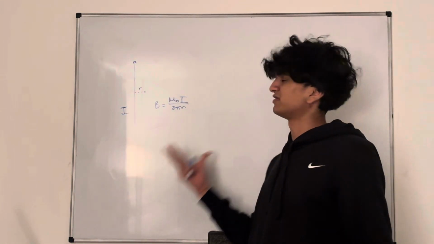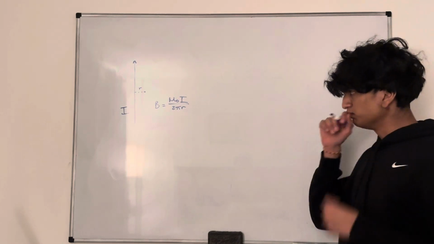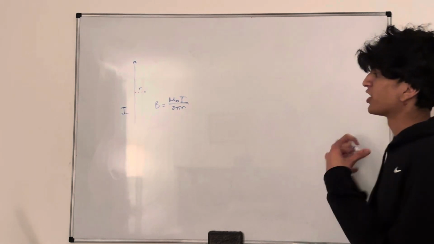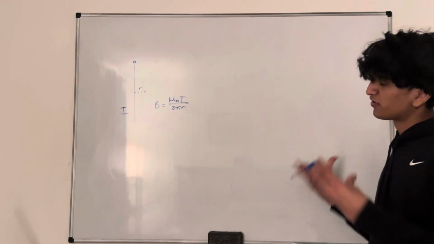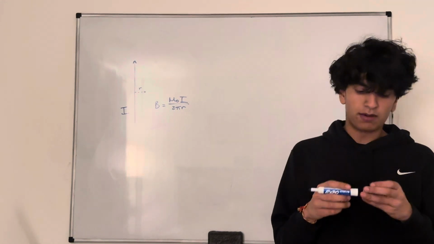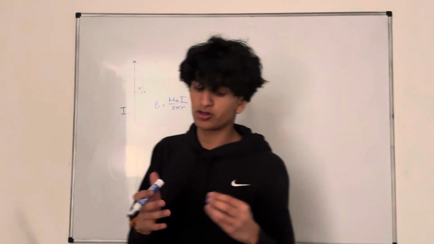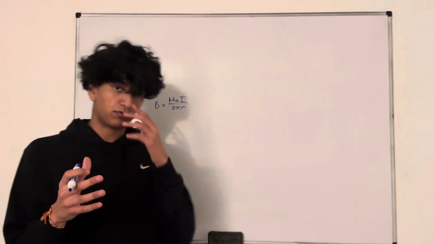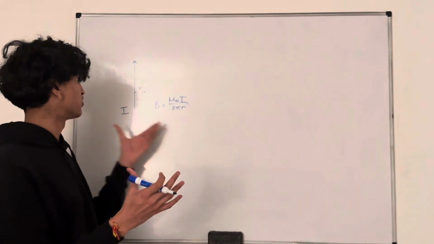So it kind of makes sense, but where does the 2 pi come from? Where does this equation exactly come from? That's what I'm going to show you. I made a video on Biot-Savart law, so you should check that out because I'm going to use that to show you where this equation comes from.